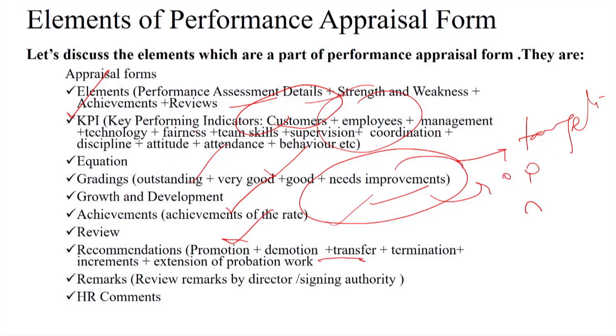Now, probation work is basically where people have to work for maybe 3 months, 6 months or 1 year to prove their mettle. So the decision can also be taken on the basis of the work which has been done, whether the probation period has to get extended or whether it is good enough, and the person can be given a confirmation letter.